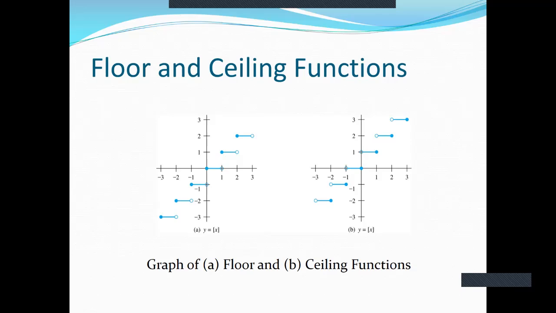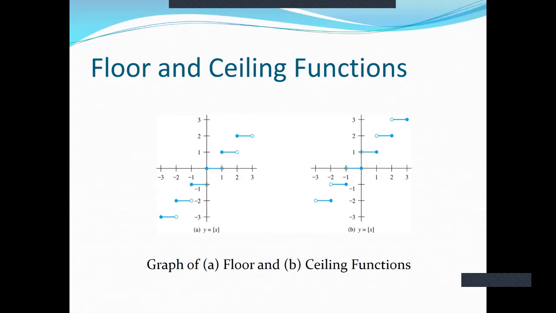Similarly, if you take the negative values, now here you can see the value between 0 and -1 on the x-axis. Starting from -1 until -0.01, the floor function will round it to -1. That's why this end is closed and this end is open. So you can see how we form the graph.